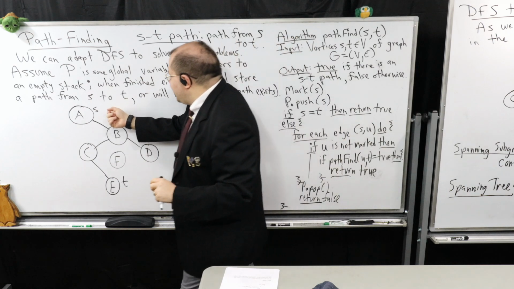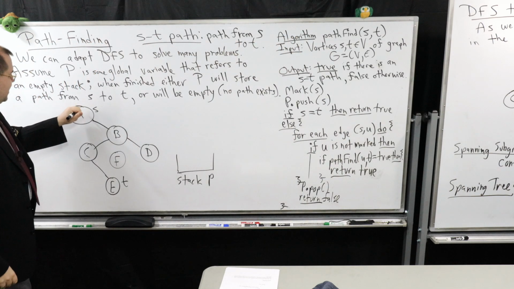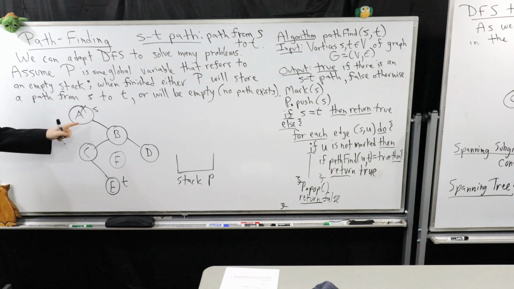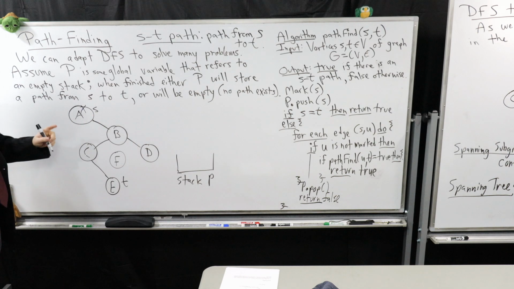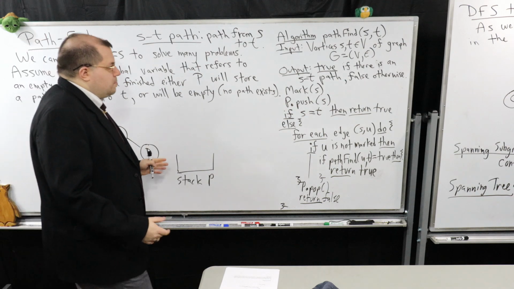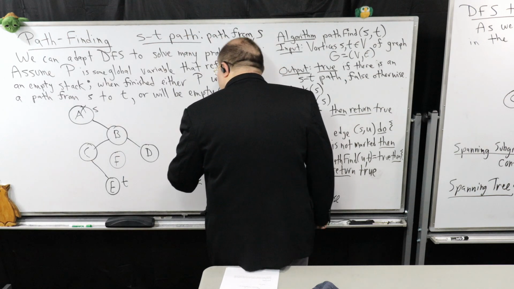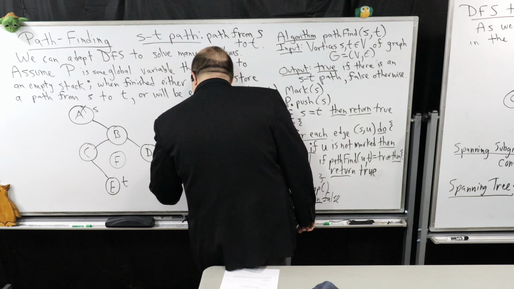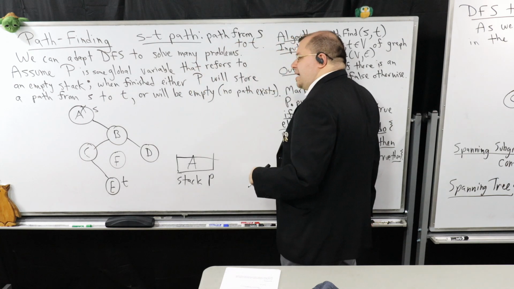So when I start up DFS, remember I mark the vertex and then I start looking at my neighbors over the incident edges. What I'm going to do is start by pushing S onto the stack. In this case, S is A. So I'm going to push that onto my stack.